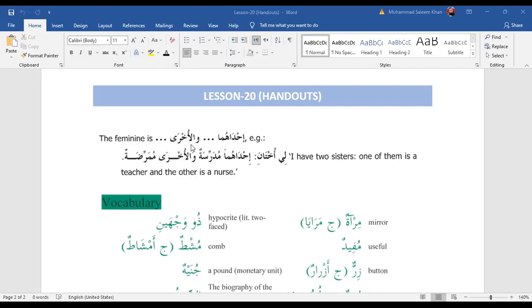We know that the feminine of akharu is ukhra. We have learned it before. Li ukhtani, I have two sisters. إحداهما مدرسة, one of them is a teacher, والأخرى ممرضة, and the other one is a nurse.